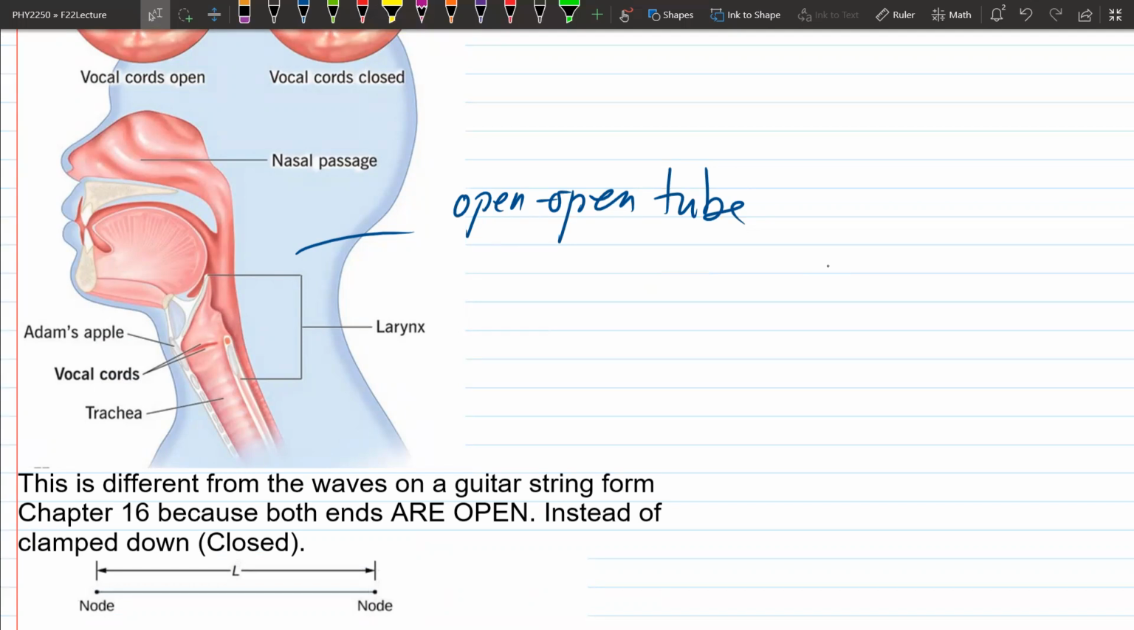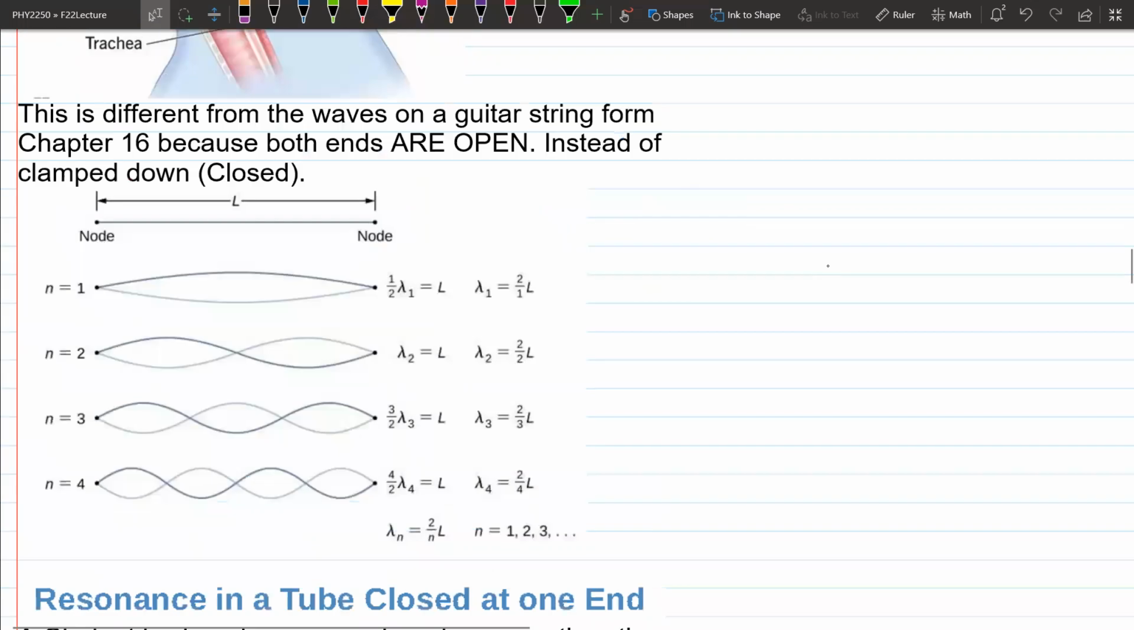And the way we do this is by following the same example we did in chapter 16 with the guitar string, right? Remember when you pluck a guitar string, both ends of the guitar string are fixed. This creates a boundary condition. That means the guitar string cannot move at the ends, right?